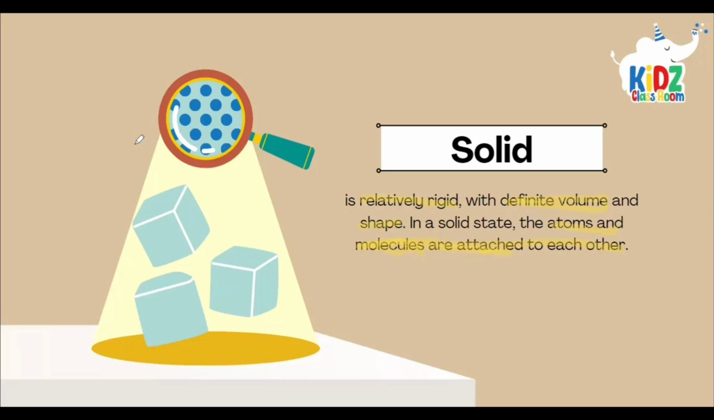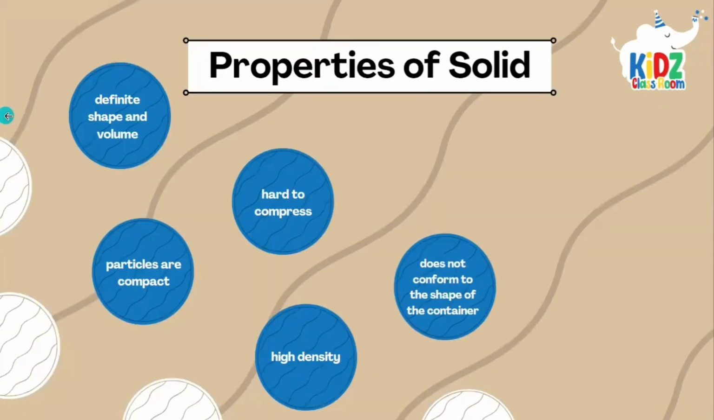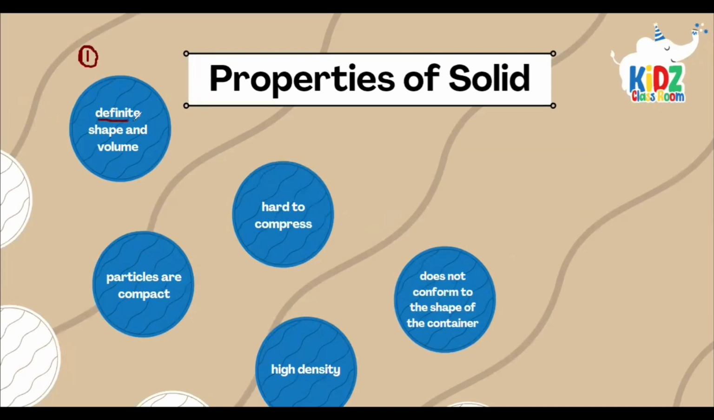Now let's learn about solids in detail, starting with their properties. Number one, definite shape and volume. What is the meaning of definite shape and volume? It means that solids have a shape that doesn't change unless you apply force to them.